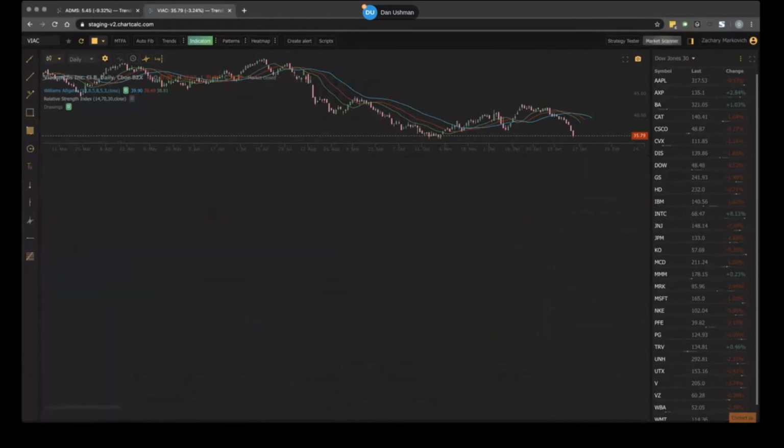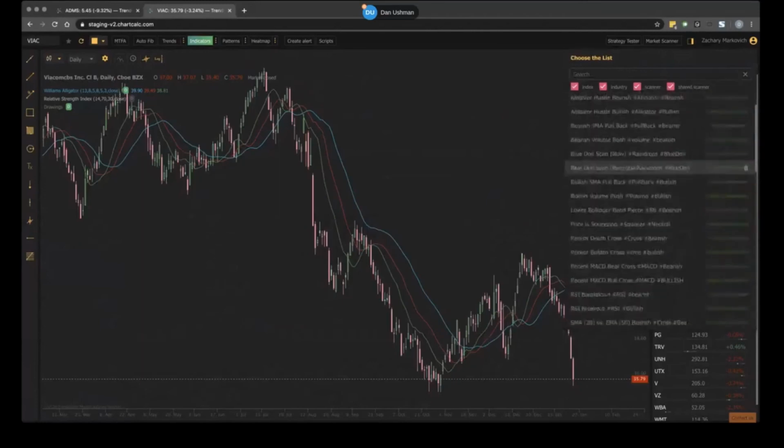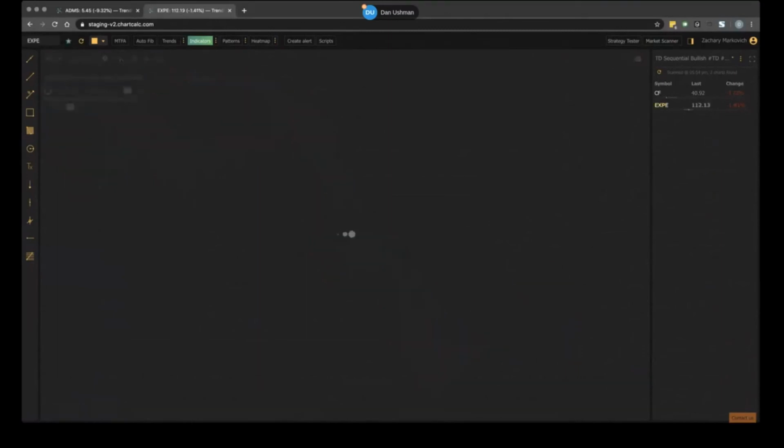And now we can close the market scanner, and we can open this scanner up on the right as a scanner of its own, right? So we can find, where is that? TD sequential bullish, and boom, this is that scanner right here. It is updated when I last updated. These are the symbols that it found in that scan.